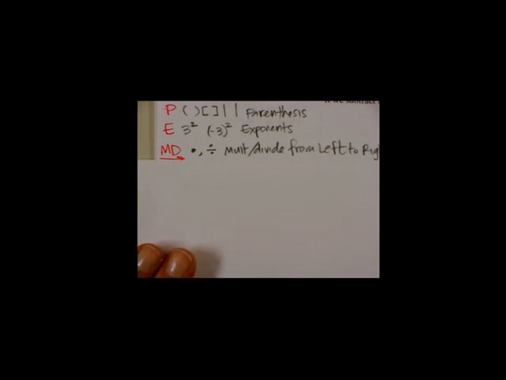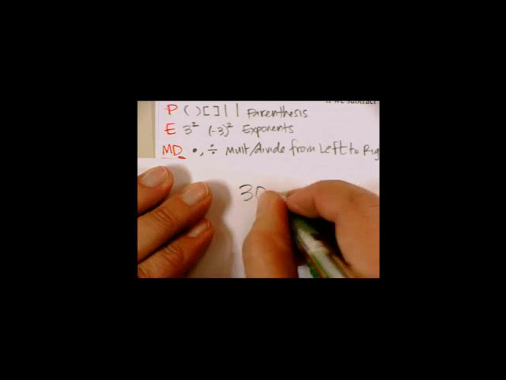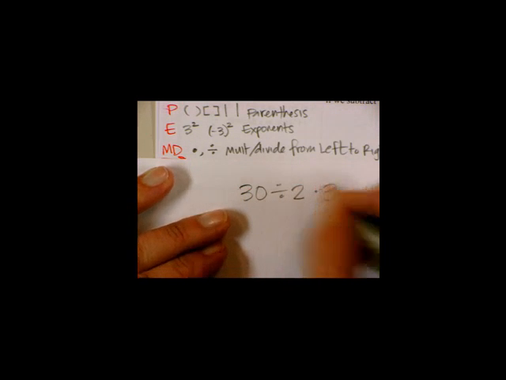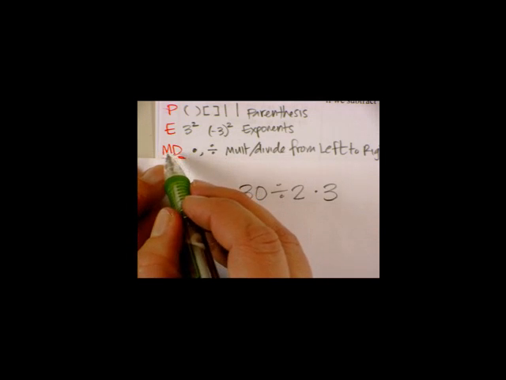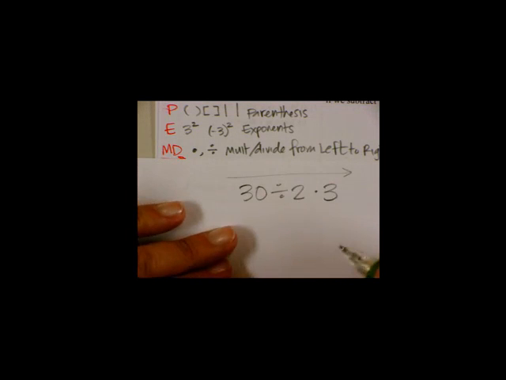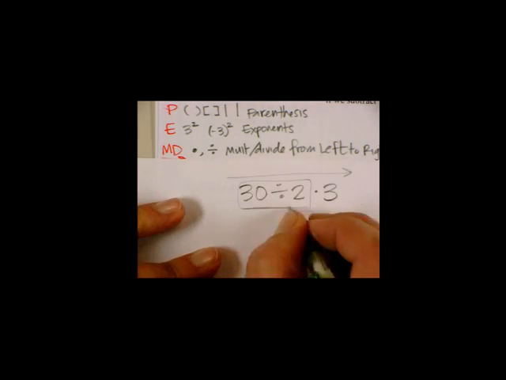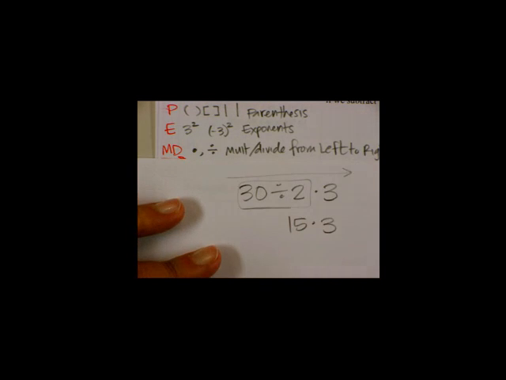So let's say I have, and I'm using a little bit of scratch paper here, 30 divided by 2 times 3. Even though we write it as MD, that does not mean that we multiply first necessarily. We're going to go from left to right in the problem, doing whichever operation shows up first. This shows up first: 30 divided by 2 is 15. Then when I multiply that by 3, I get 45.